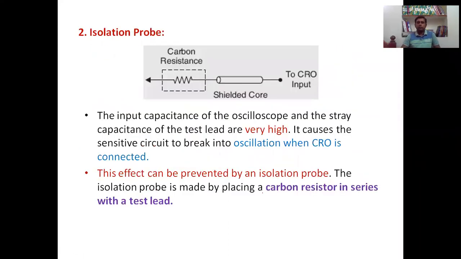Second one is the isolation probe. Just now I said that one carbon resistor is connected in series with the lead. This is the input side that is connected to the CRO, and here is the carbon series resistor. Why is this resistor used? To compensate the increment in the capacitance of the CRO, because the direct probe increases the capacitance. To reduce that capacitance, a series resistor is connected here. Then the shielded core, and the second end is connected to the CRO.